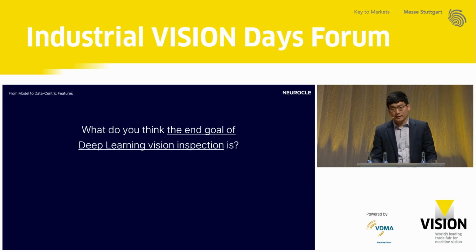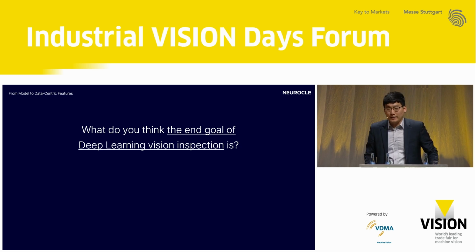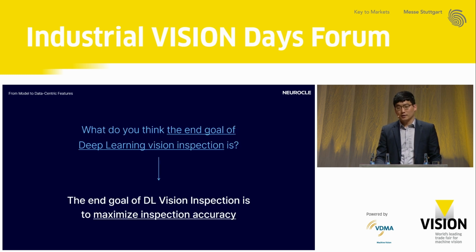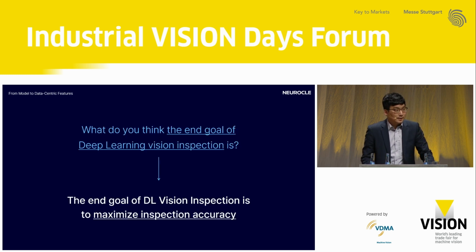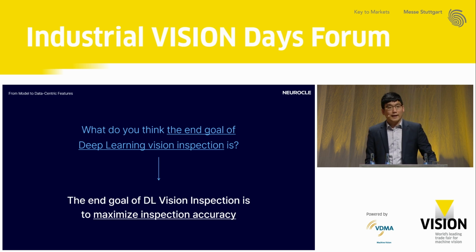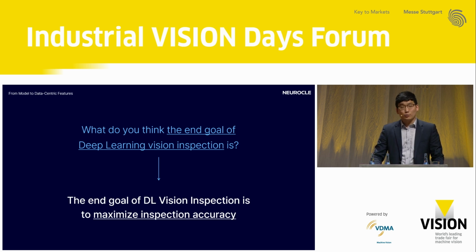But before I start, I want to ask you one question. What do you think is the end goal of deep learning vision inspection? Nowadays, many people are talking about deep learning and AI. Of course, it's a big trend, but why should we use this? It's not mandatory, actually. The reason we want to use deep learning in the machine vision area is, of course, to maximize the inspection accuracy. Without deep learning, without AI, sometimes for some projects, we cannot maximize the accuracy. So that's why many people are talking about deep learning and AI.